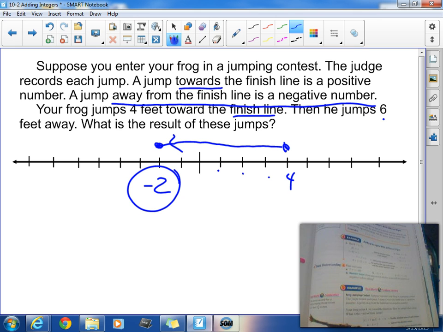So that is it for the lesson tonight. We really do, fortunately, have a pretty easy skill in front of us. The key, though, is to use the number line and remember the rule. When you add a positive, move forward. Add a negative, move back.